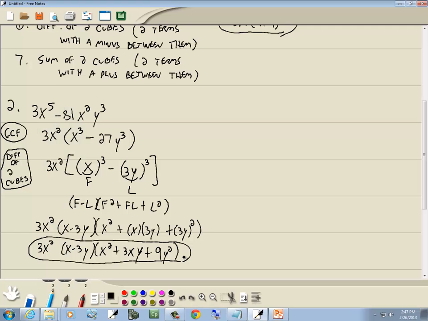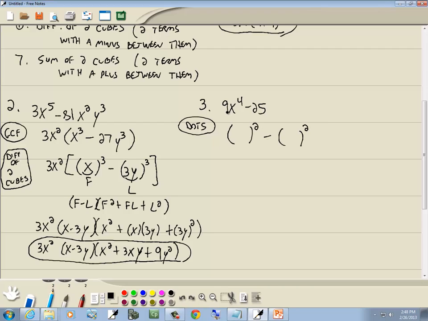Let's take a look at this problem. Got 9x to the fourth minus 25. GCF, there is none. Grouping, 4 or more terms, that doesn't fit. PSD and key number, both 3 terms, that doesn't fit. DOTS, 2 terms, minus, string it. Well, that fits. So we're going to try to write this as something squared minus something else squared.